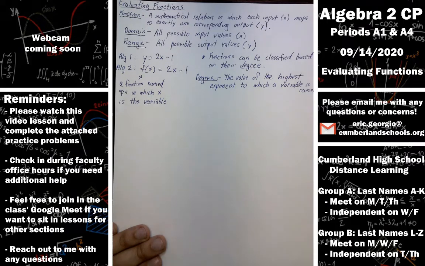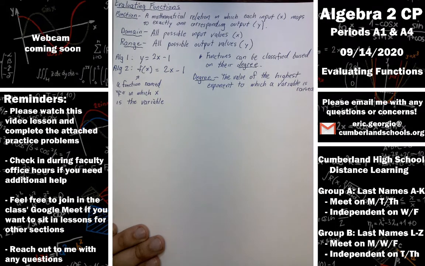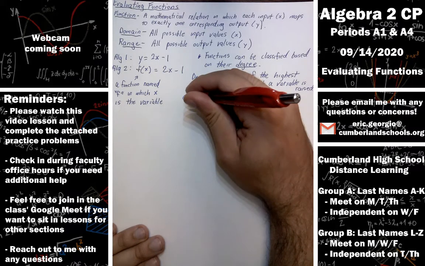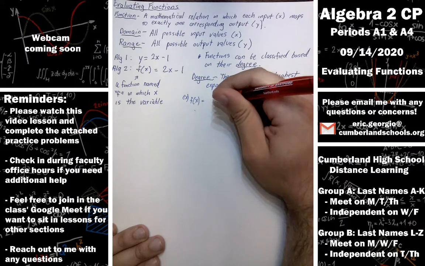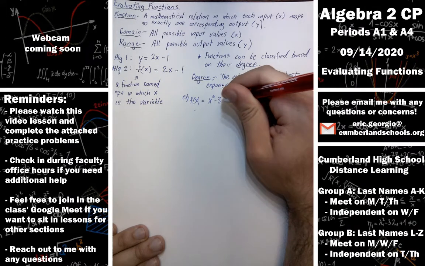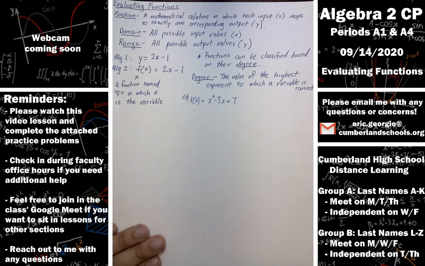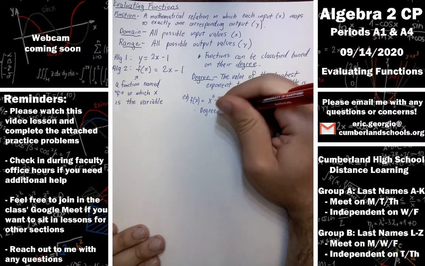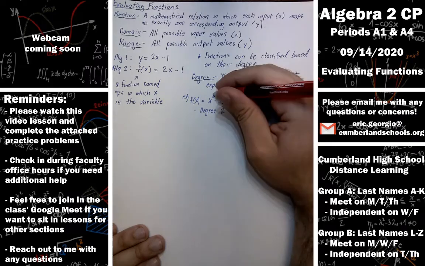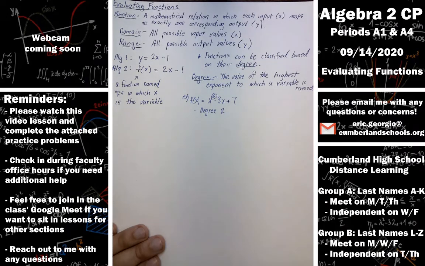Is raised. Okay? So I'll give you a couple examples. If I had a function like f of x equals x squared minus 3x plus 7, you would look at that function and say that this is degree 2. The reason it's degree 2 is because the highest exponent that the variable is raised to is x squared. Okay?